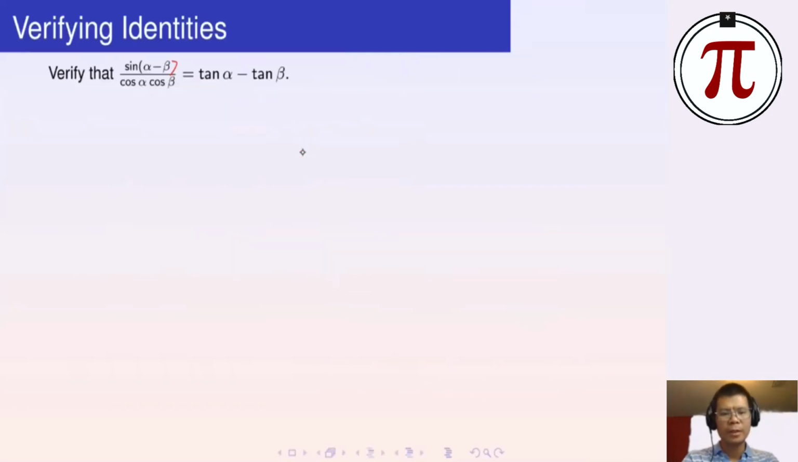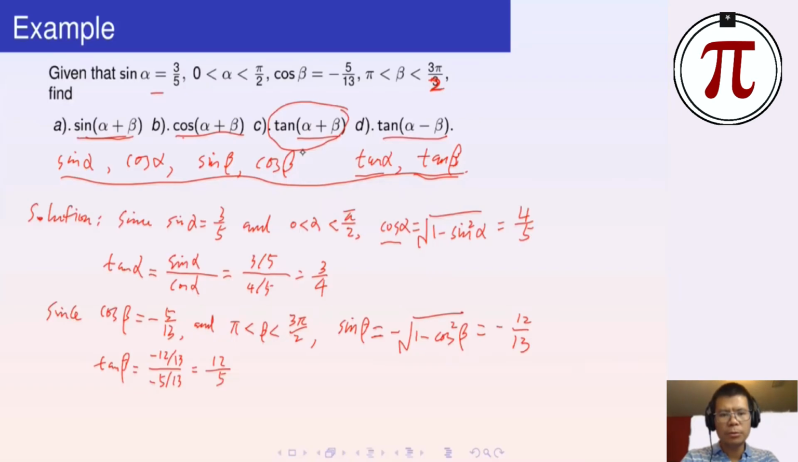Now let's go back to the problem we did in last class. Here it is. In last class, we were given sine alpha and cosine beta, and we want to find these values. Based on the quadrant each angle is in, and their sine and cosine values, we can solve for cosine alpha, tangent alpha, sine beta, and tangent beta. All these values are solved, so we're ready to solve the problems, right?